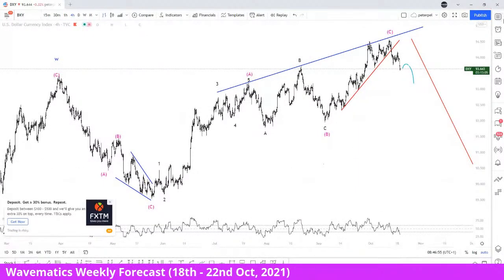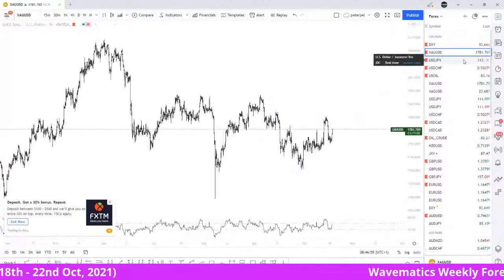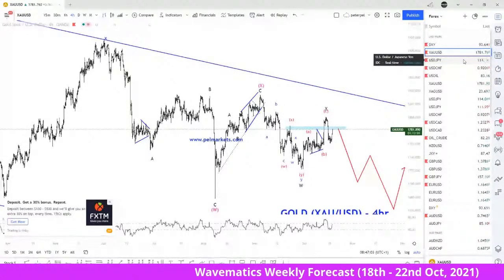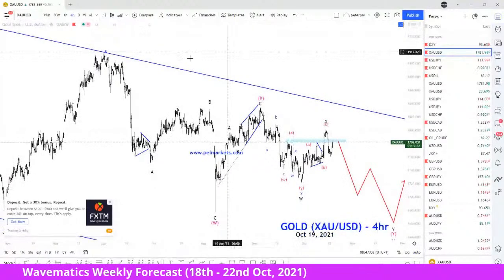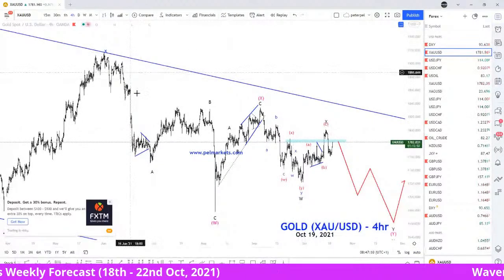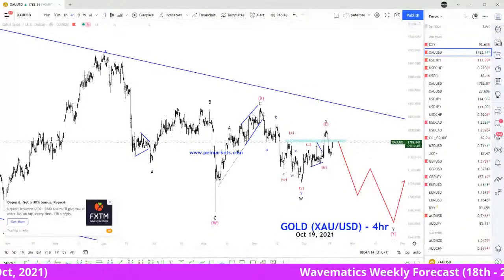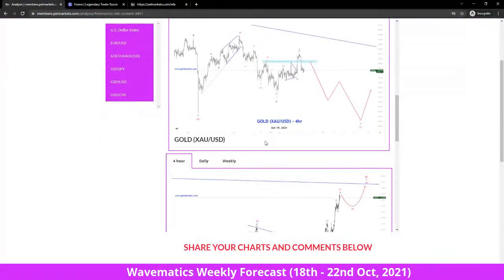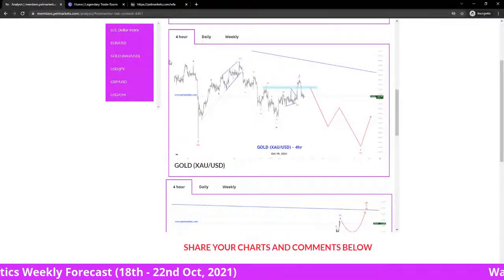So let's quickly look at other pairs. A lot of people made a request during the weekend about gold. I'm having two counts, but now I've switched my count to this as my primary count. This is the 4 hour time frame. Let me quickly jump into the legendary trading room and give you the higher time frame for gold. So this is our gold chart.